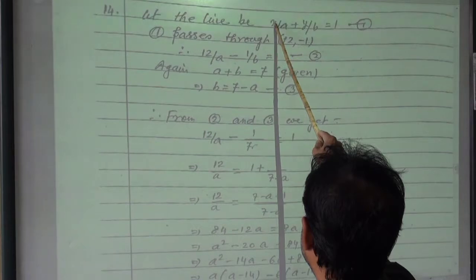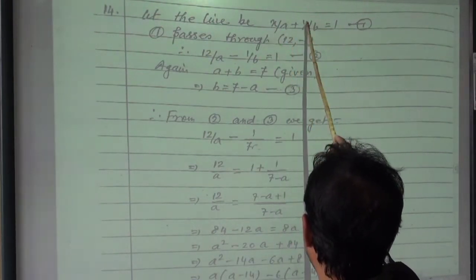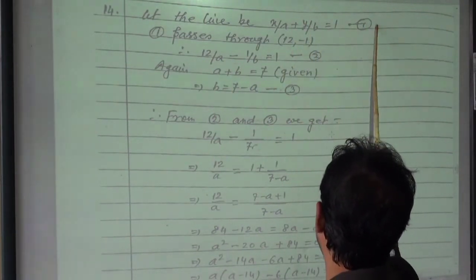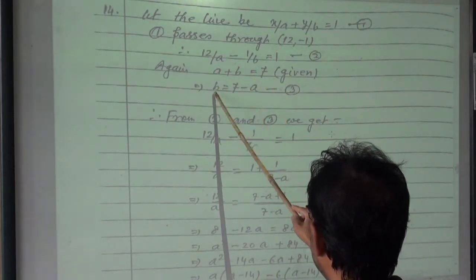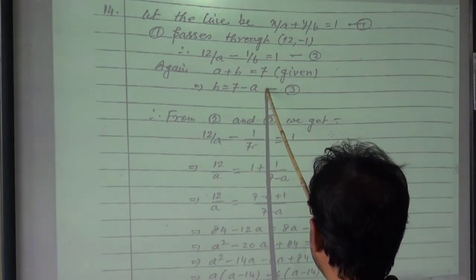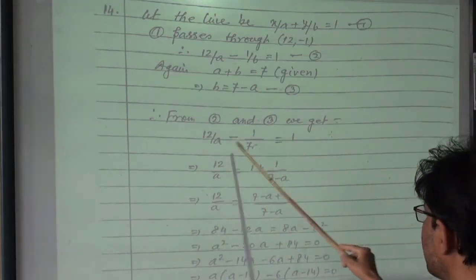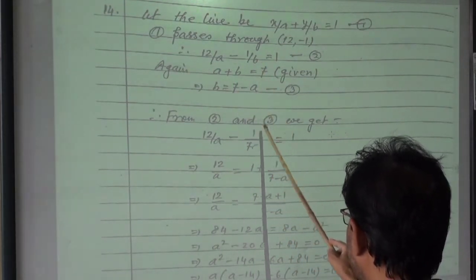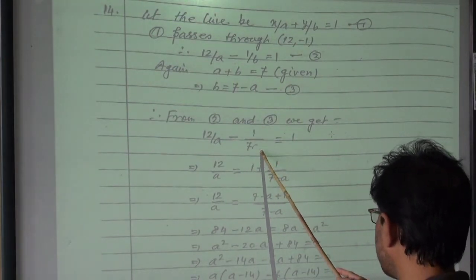I have assumed the equation as x by a plus y by b equal to 1. Passing through this point means x value is 12, y value is minus 1. Replacing, getting one equation, which is 2. Original one is equation 1. Once again in the question it is given a plus b is equal to 7. B value is coming 7 minus a. This value b, 7 minus a, I will replace in equation 2. So from 2 we get 12 by a minus 1 by b, where b is 7 minus a.